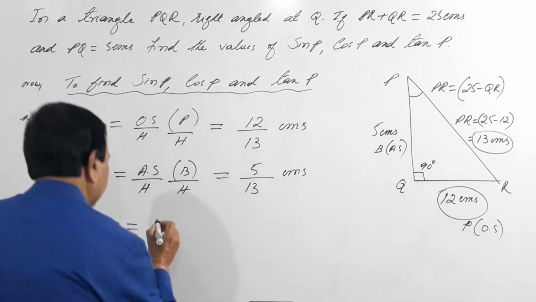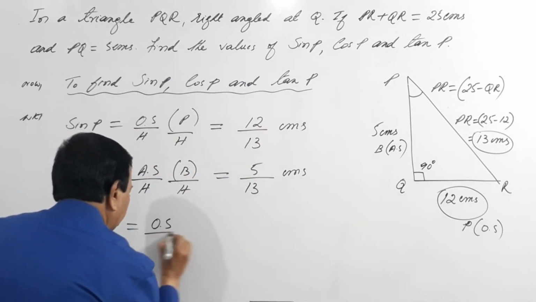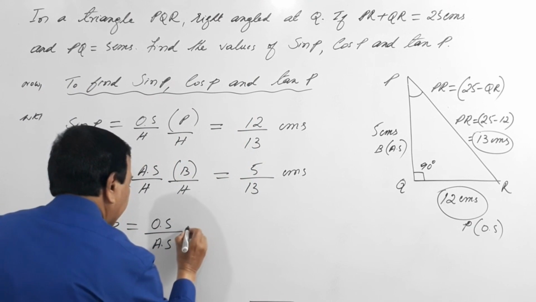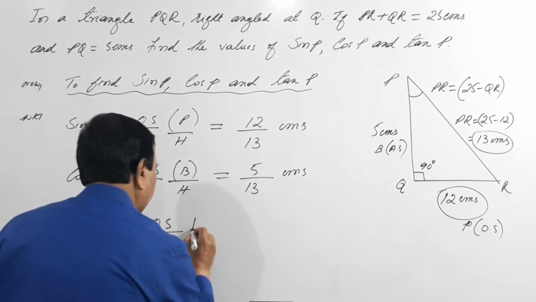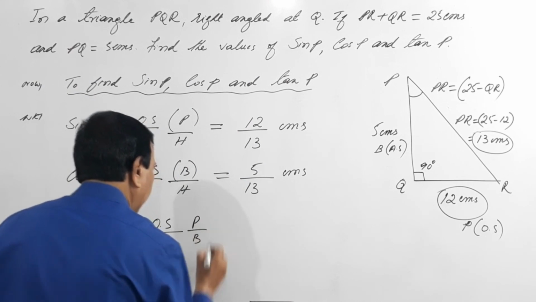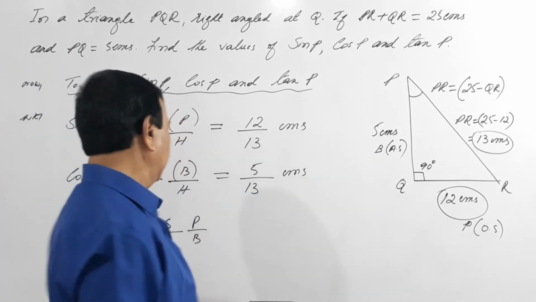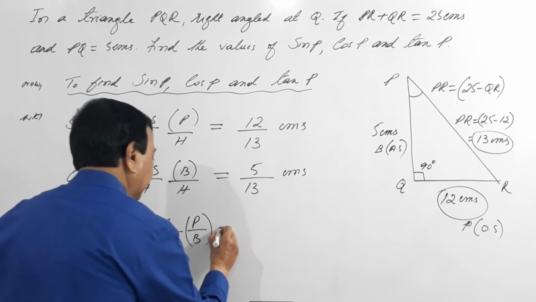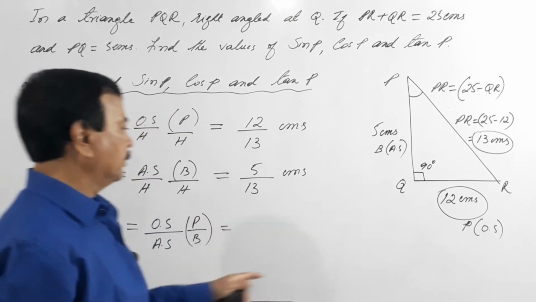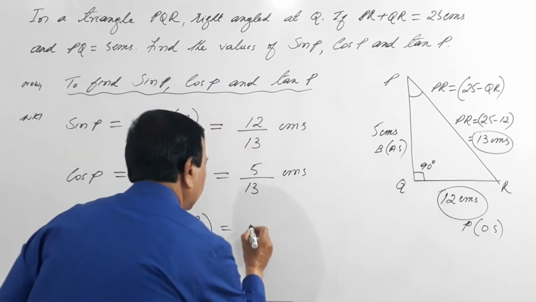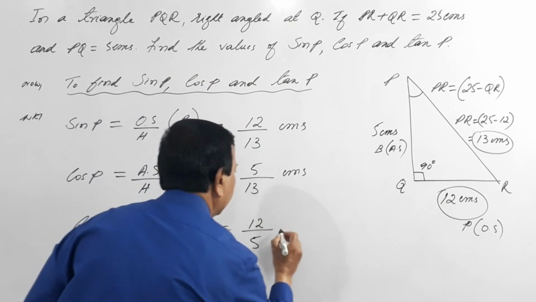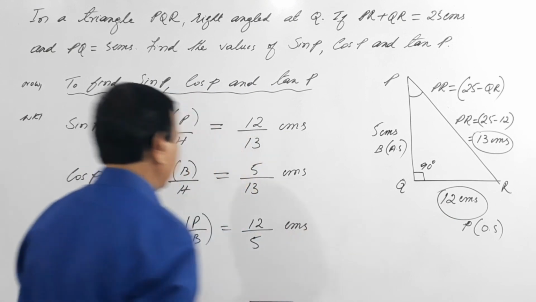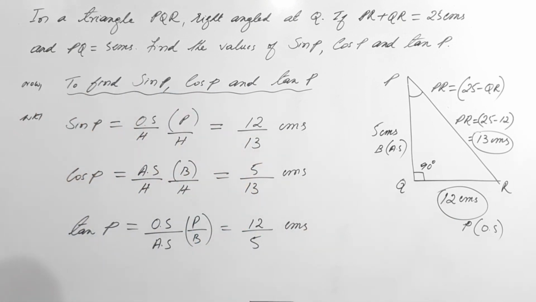So opposite side by adjacent side, that is nothing but P by B. Adjacent side is B, I'll write in brackets, equals to what? Opposite side is 12. Adjacent side is 5 centimeters. Then this is another way of finding tan P.